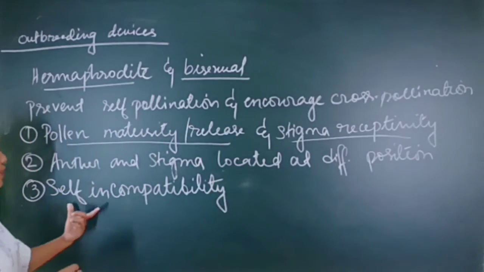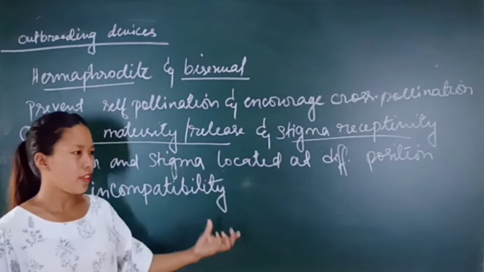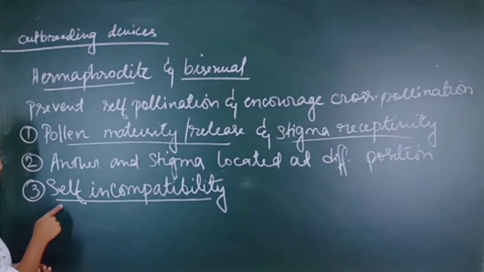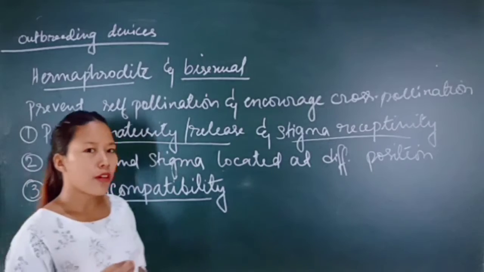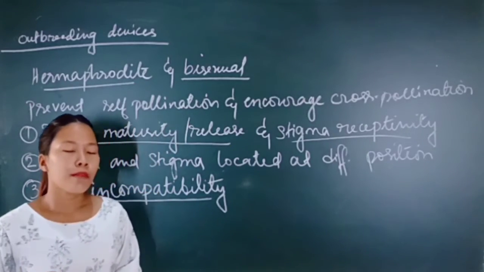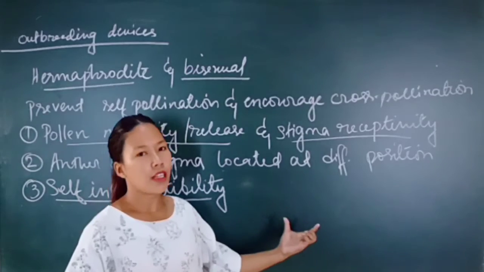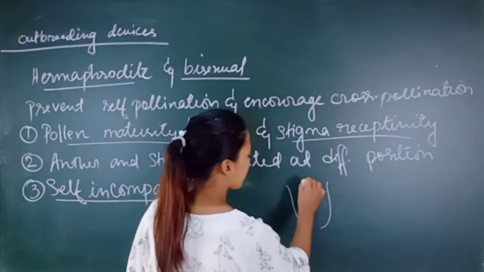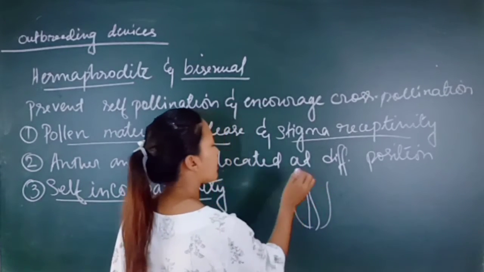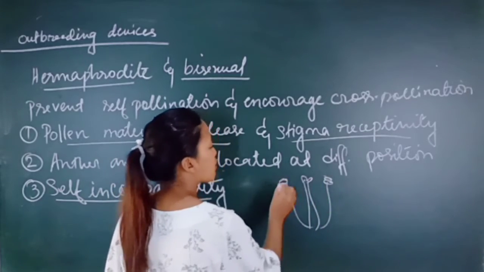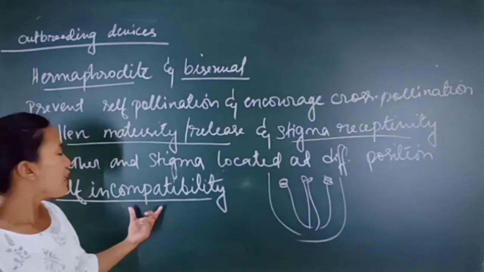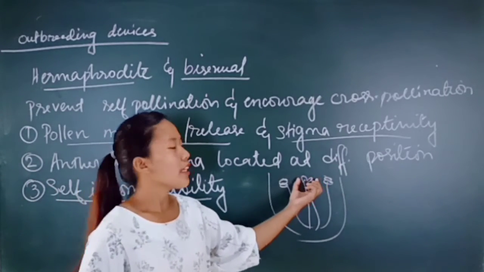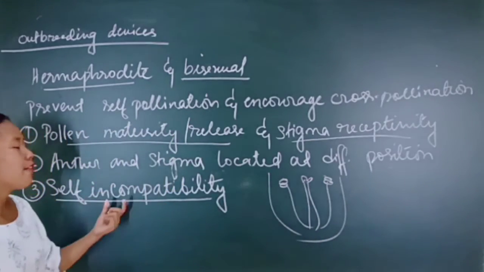Self-incompatibility means that in the flower, the male and the female parts will try to avoid their own pollen. The stigma will not let its own pollen germinate, that is, the pollen of the same flower. Suppose this is a flower, this is the anther, and this is the stigma. This stigma will not allow the pollen grains released from the same flower. They will make it self-incompatible. That means they will not accept their own pollen grains and will not let them germinate. So this is called self-incompatibility.